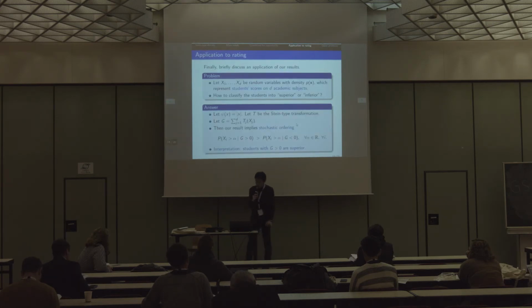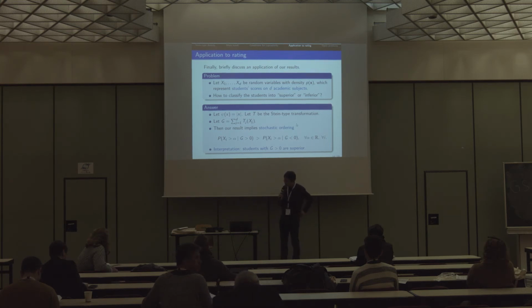Okay, finally, I'd like to discuss an application of our results. The problem is here. Let x1 to xd be random variables with density function p, which represent student scores on the academic subjects. Okay, and how to classify the students into the superior half and inferior half. The answer, one of the answers is here.